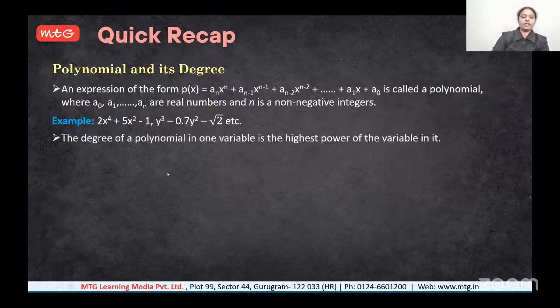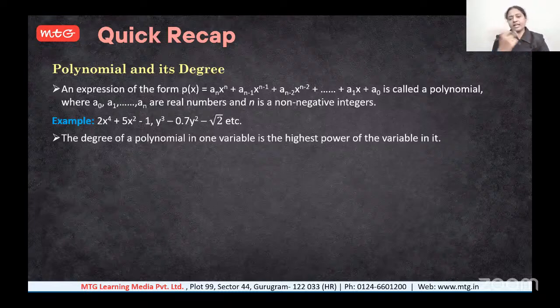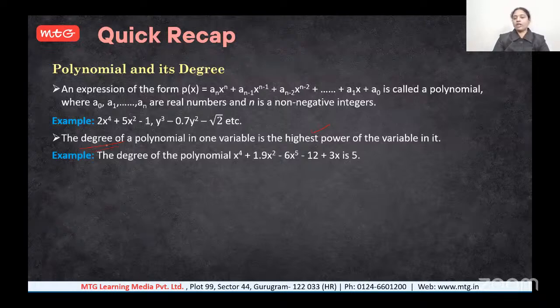Now moving further, here you can see the degree of a polynomial. A polynomial can contain any number of variables, x, y, z, but we are specifically talking about a one variable polynomial. The highest power of the variable in it is called the degree of the polynomial. So here you can see, this is a polynomial in one variable x, with powers 4, 2, 5, and 1. Among these, the highest power is 5. So the degree of this polynomial is 5.